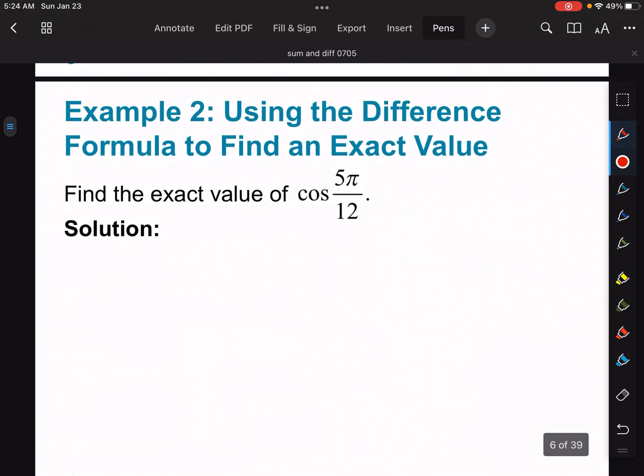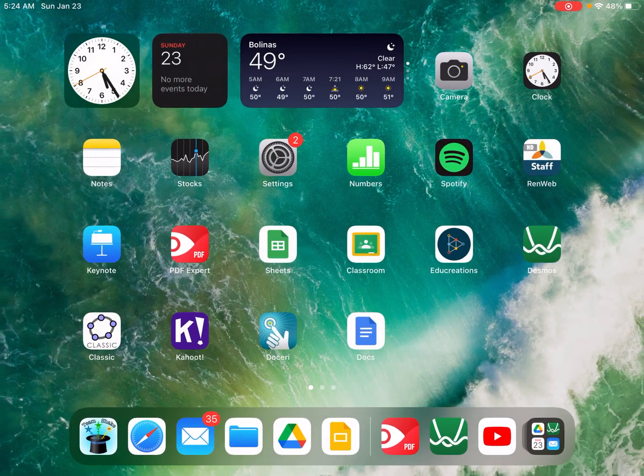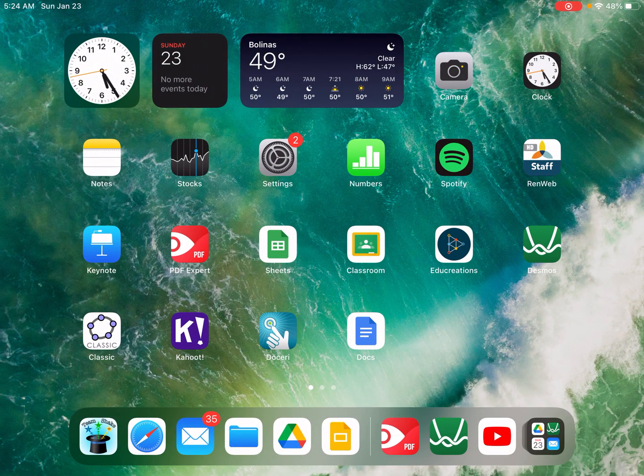Then for example 2, it says find the exact value of the cosine of 5 pi over 12. Well, that can be broken up. One thing that you could do is convert that to degrees. You would multiply by 180 over pi, and so the pi's can cancel out here. Then doing some quick work with a calculator, we do 5 times 180 divided by 12.